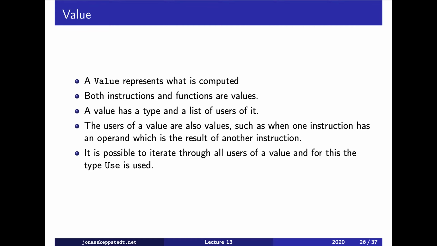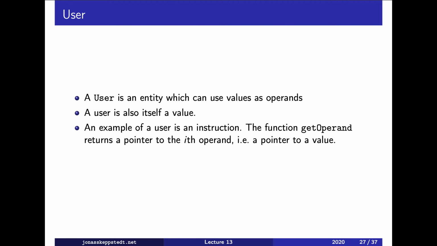Sometimes we want to find the one which defines the value, and there is an explicit pointer to that, and at other times we want to go through all the users of a value. And to find the users of a value, the use type is used. So a user is something which can use a value as an operand. And as mentioned, a user is also a value. And an instruction is a user.